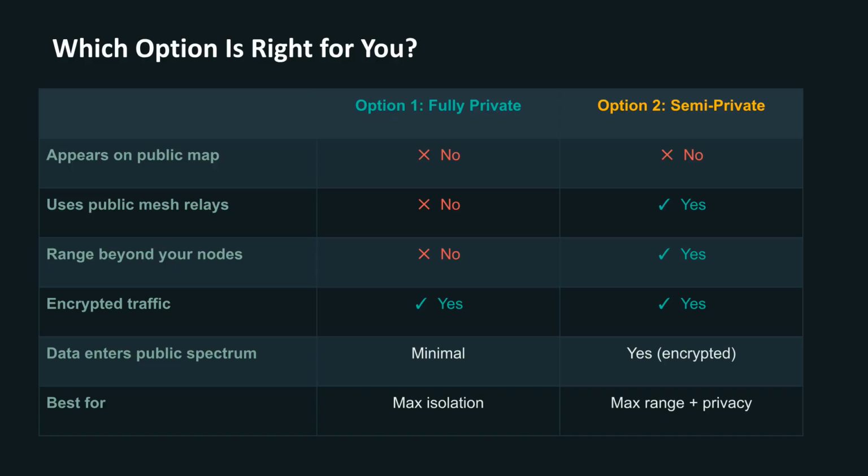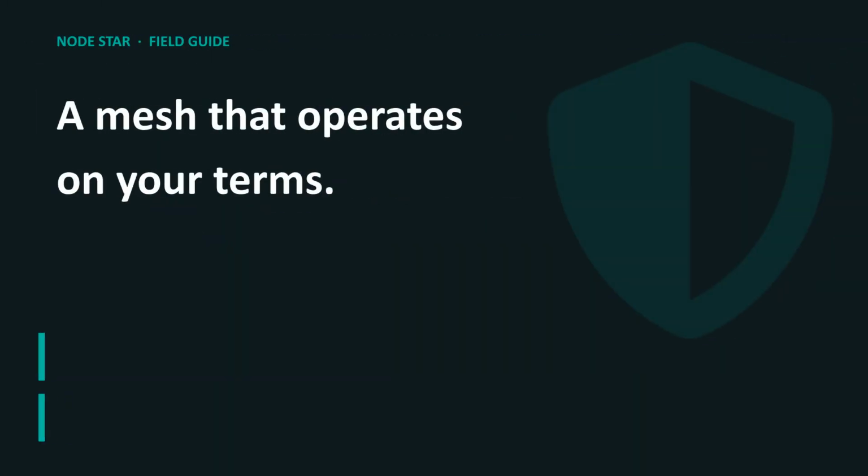When deciding which option is right for you, consider your priorities. Fully private offers max isolation, but no public relays. Semi-private provides max range and privacy, utilizing public relays with encrypted traffic. With these settings, you can operate a mesh on your terms.